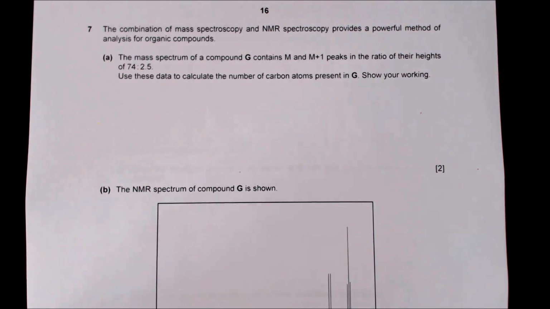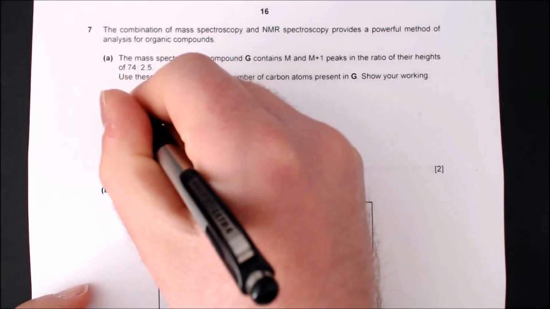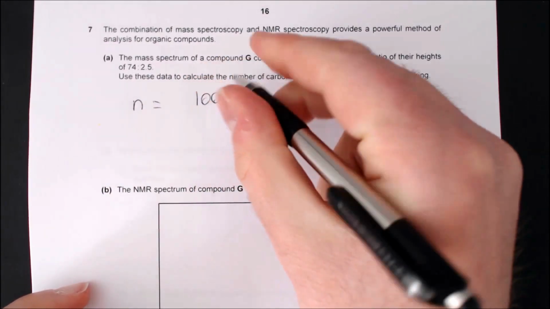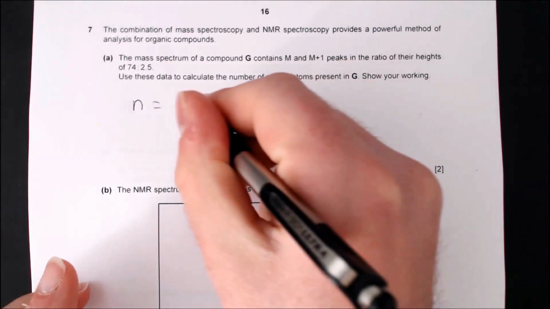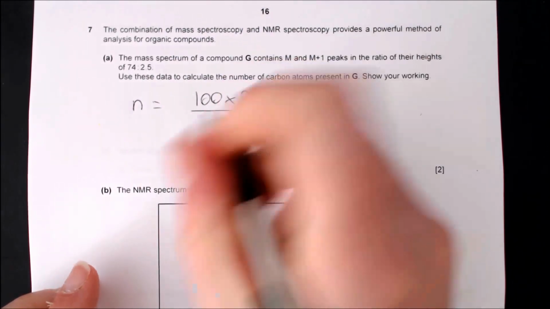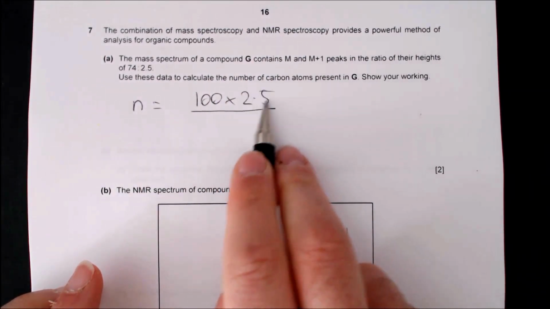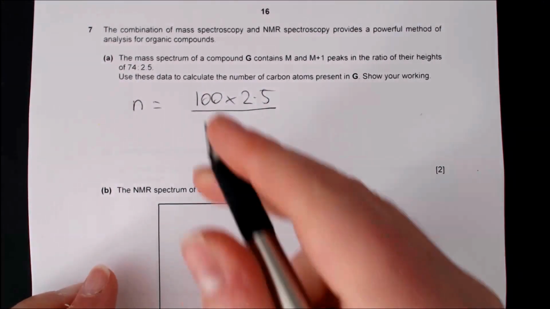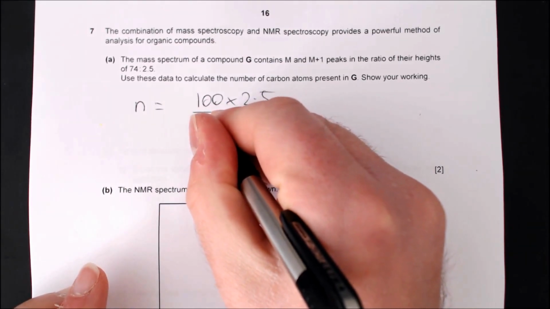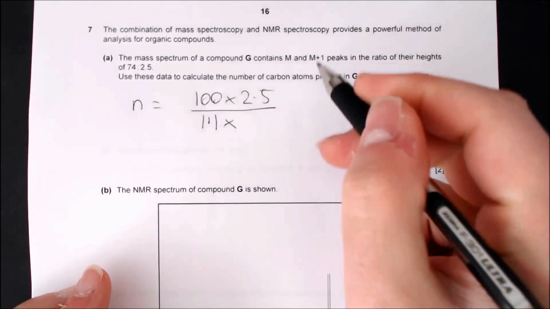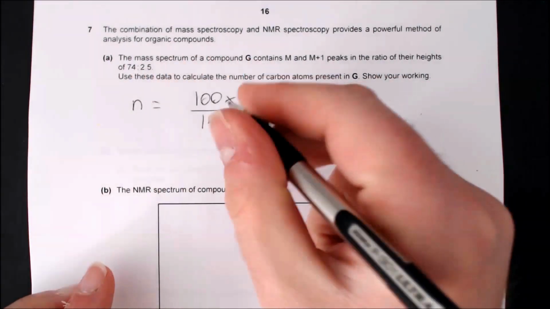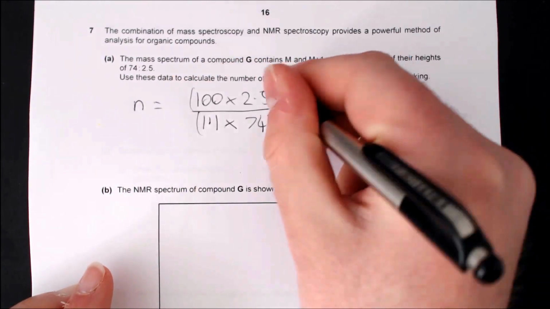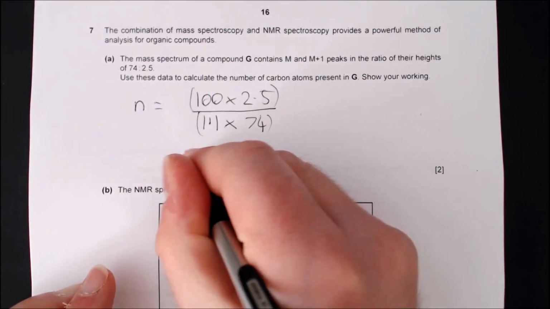So what we're going to do is just use the formula that is on that page there. So this is going to be N equals, and we're going to have 100 on the top, times 2.5, because that is the abundance here of the M+1 peak. So that's the abundance of the M+1. And that's 100 times the abundance of the M+1, divided by 1.1 times the abundance of the M peak, which is 74. And then obviously put the brackets around that, and then we'll put that into our calculator.